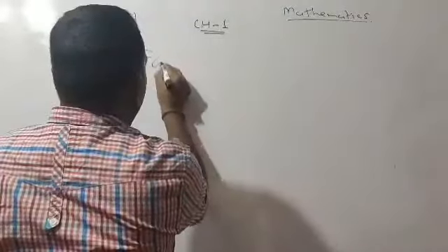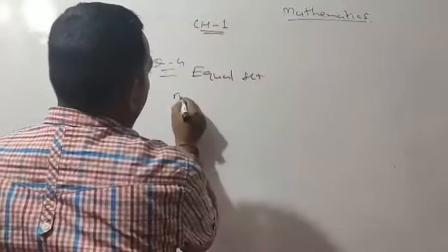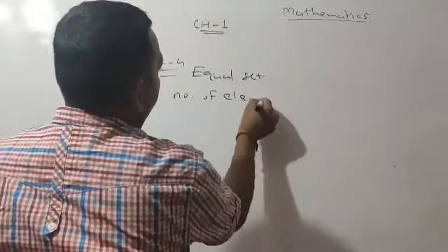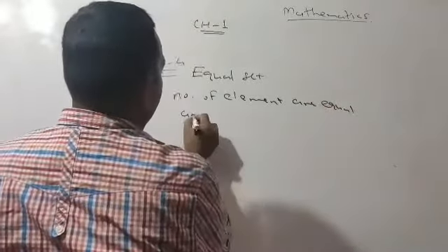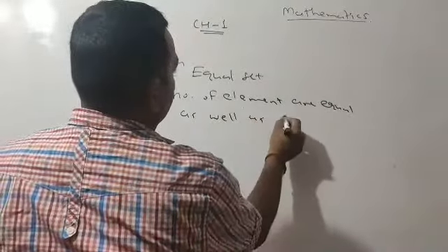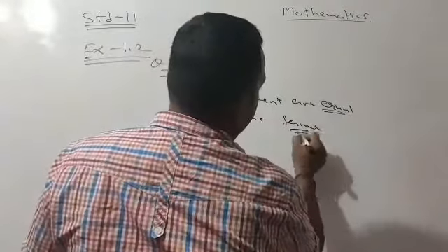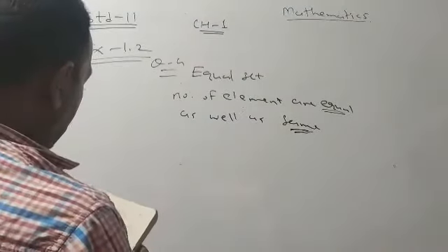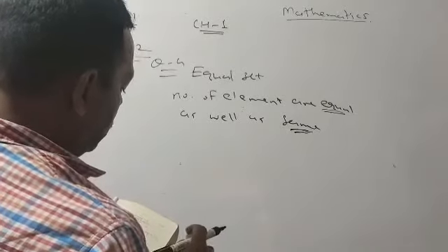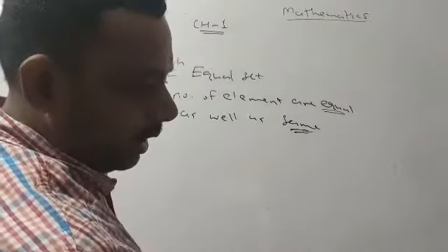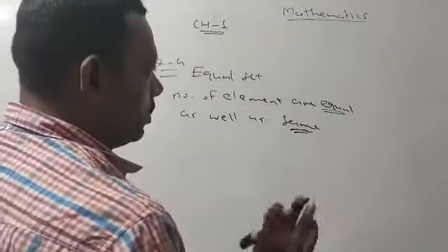For equal sets, the number of elements are equal as well as the same. Numbers are equal and same. Now in the first one, A, B, C, D is in the set A, and in B it is D, C, B, A. We know that in a set there is no importance of order. So order is not important.